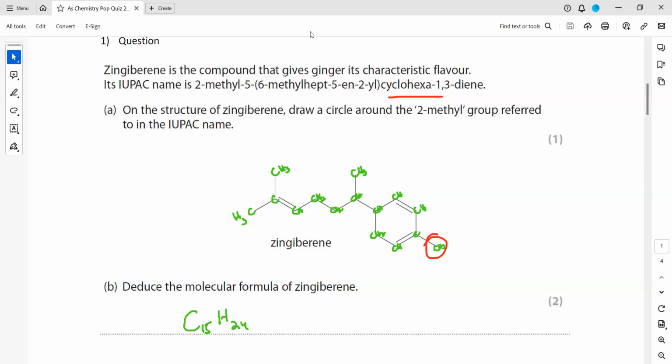Is this part clear? So to work out the molecular formula from the skeletal formula: if a carbon has one bond, it means 3 hydrogen will be there. If 2 bonds, 2 hydrogen will be there. If 3 bonds, then 1 hydrogen will be there. That's how we worked out the molecular formula from the skeletal formula.